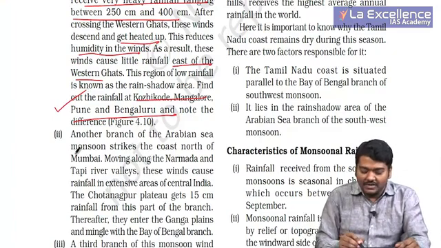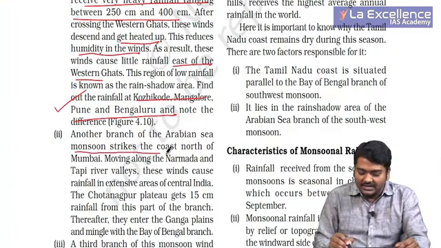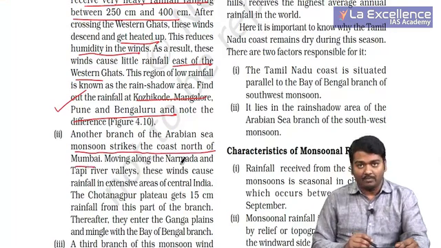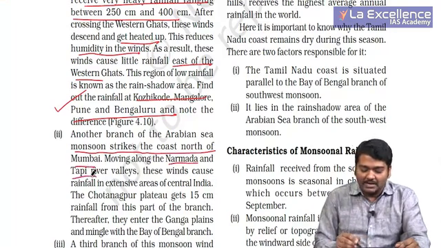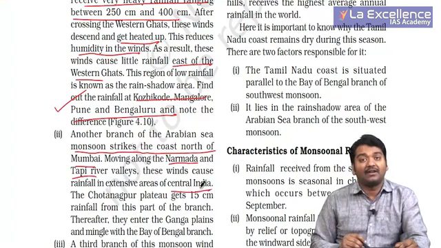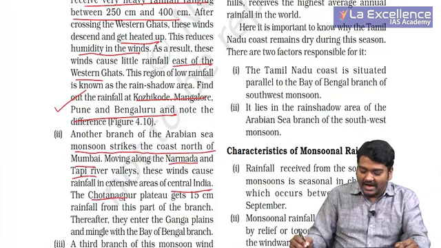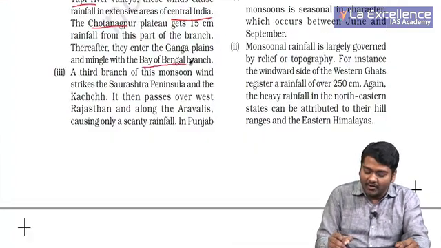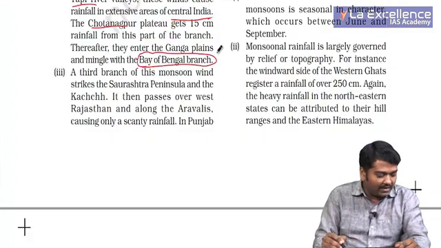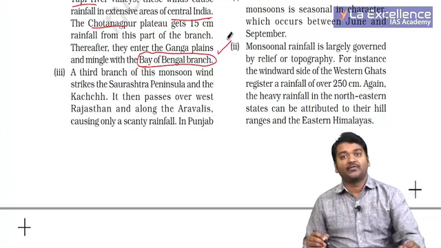Another branch of the Arabian Sea monsoon strikes the coast north of Mumbai, and they enter into the Narmada and Tapi river valleys, and they give heavy rainfall in central India. Chotanagpur plateau gets rainfall. After this, they actually try to merge with the Bay of Bengal branch. This is very, very important for us.